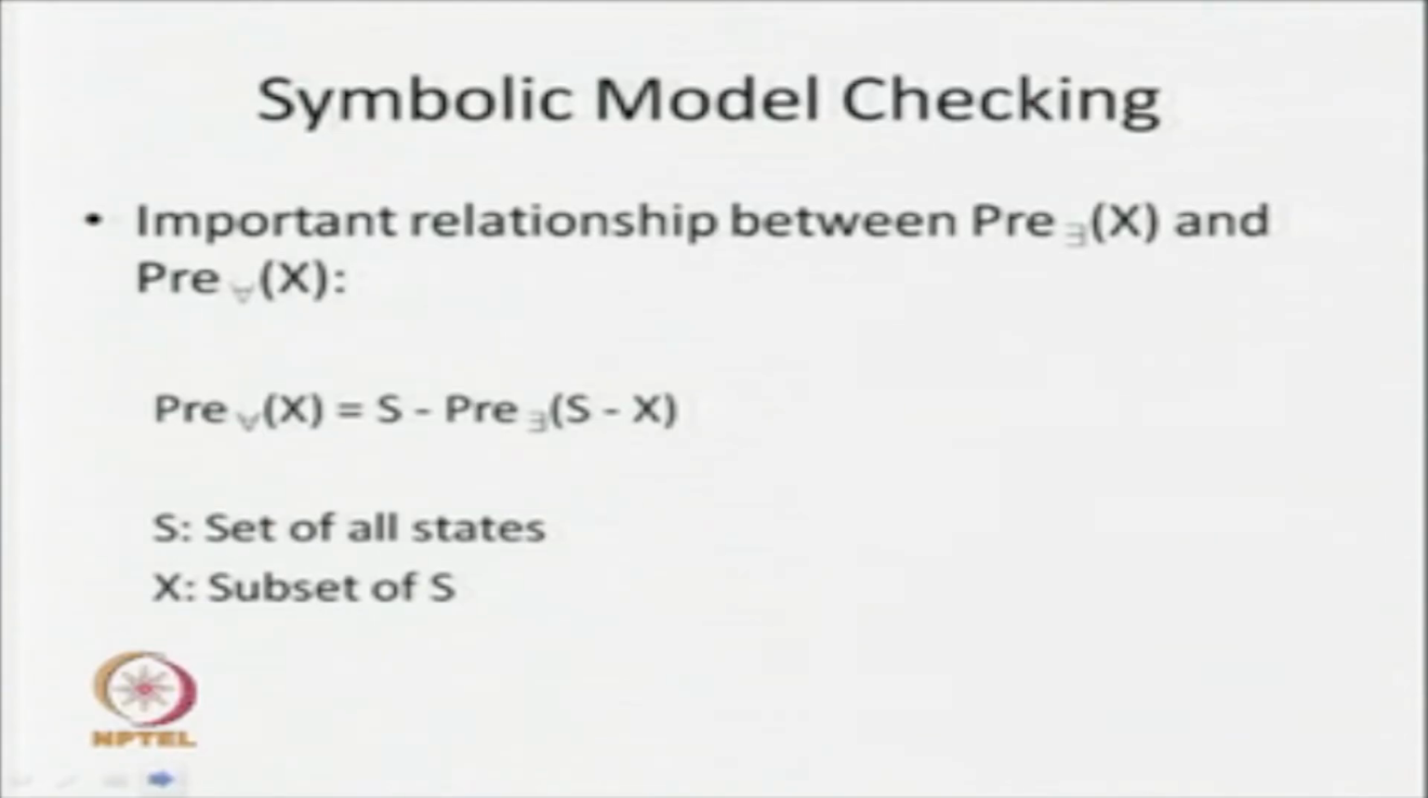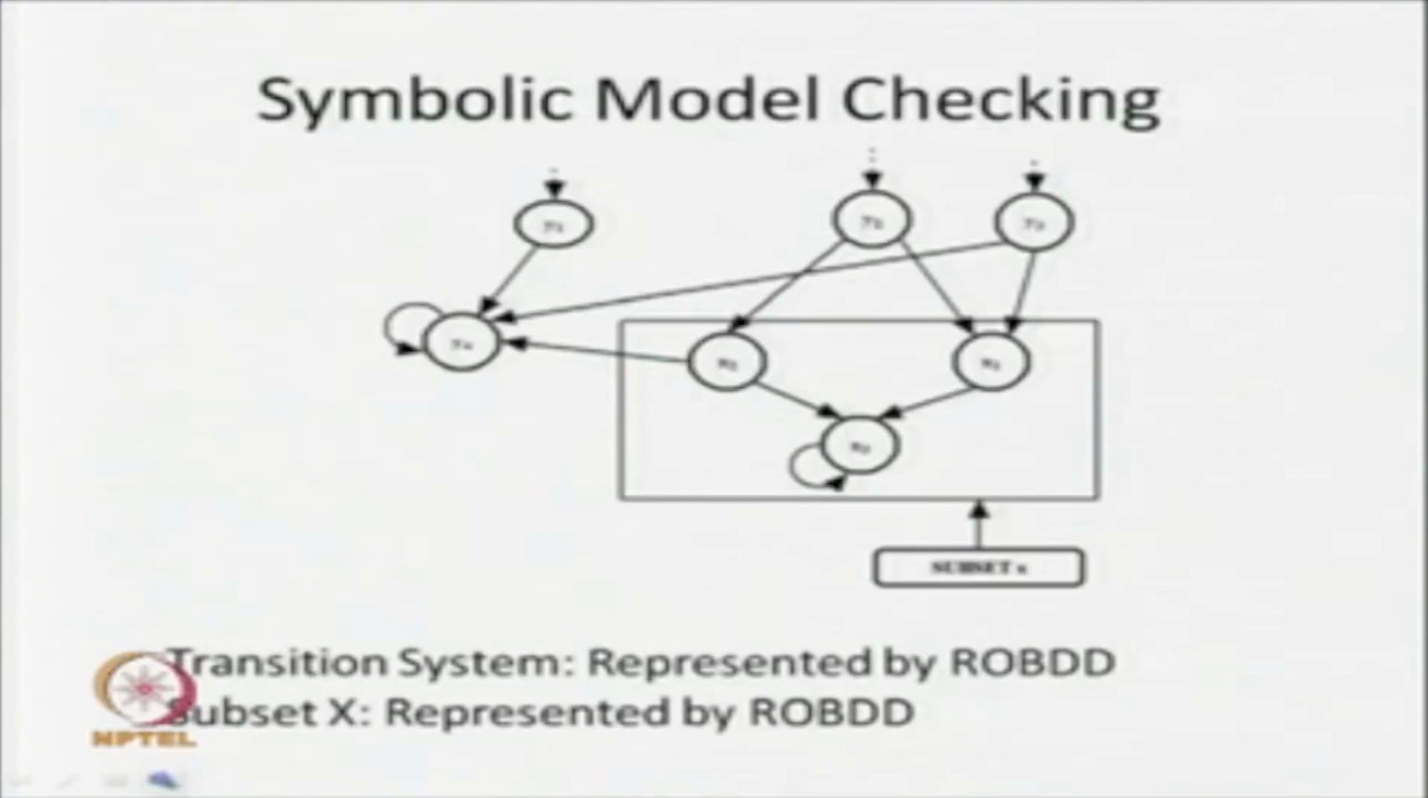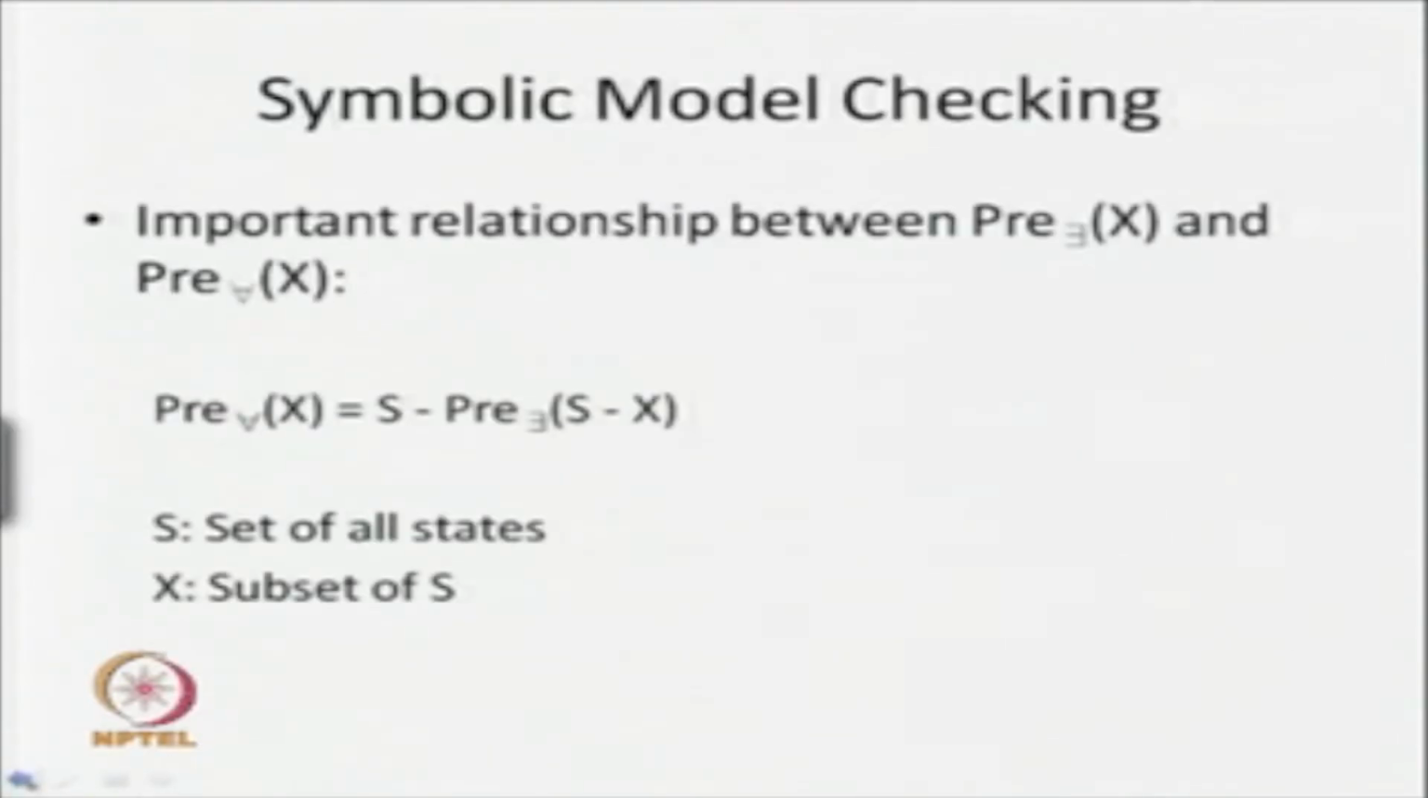Now, pre for all x can be represented with the help of pre there exists x, and this is the relationship: pre for all x equal to s minus pre there exists s minus x, where s is the set of all states and x is a subset of s. Okay. Now, what we can see is how we are going to have this thing, say pre for all x is equal to s minus pre there exists s minus x.